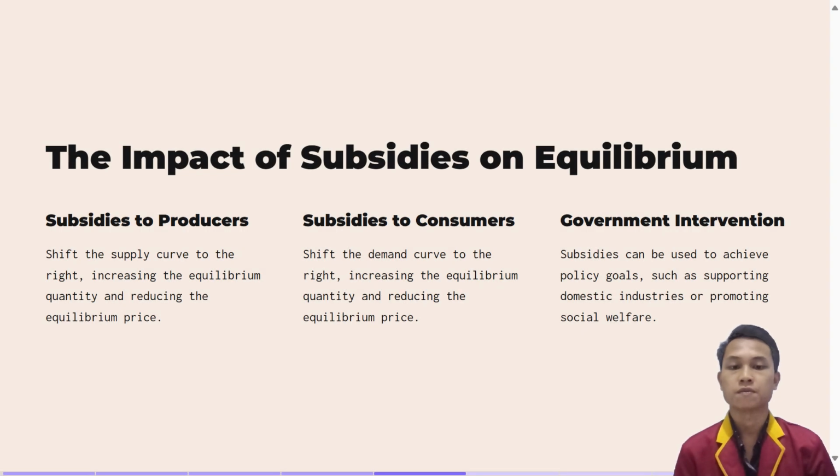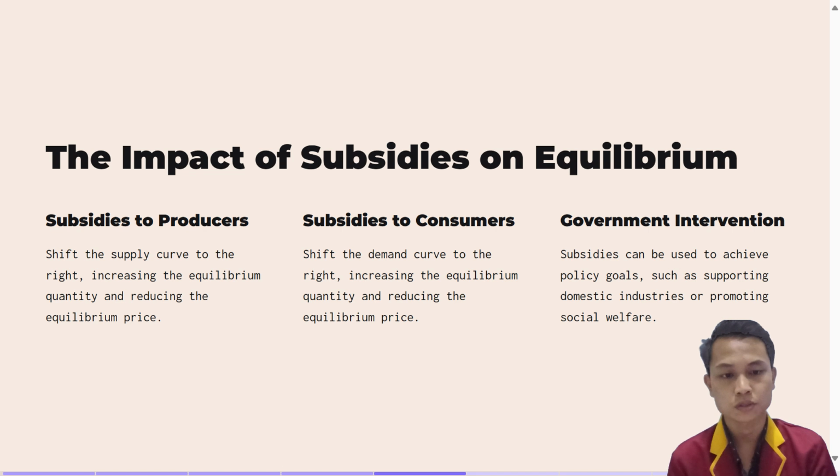The impact of subsidies on equilibrium. Subsidies to producers shift the supply curve to the right, increasing the equilibrium quantity and reducing the equilibrium price. Subsidies to consumers shift the demand curve to the right, increasing the equilibrium quantity and reducing the equilibrium price. And government intervention: subsidies can be used to achieve policy goals, such as supporting domestic industries or promoting social welfare.